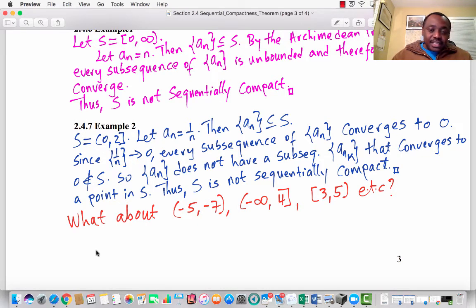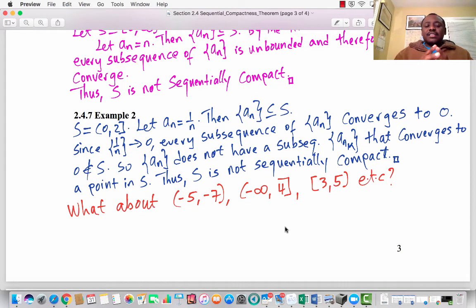Now go ahead and investigate these other sets and tell me whether these sets are sequentially compact or not. These examples would lead us naturally to the Sequential Compactness Theorem, which is our main theorem for the day, with an amazingly interesting short proof.